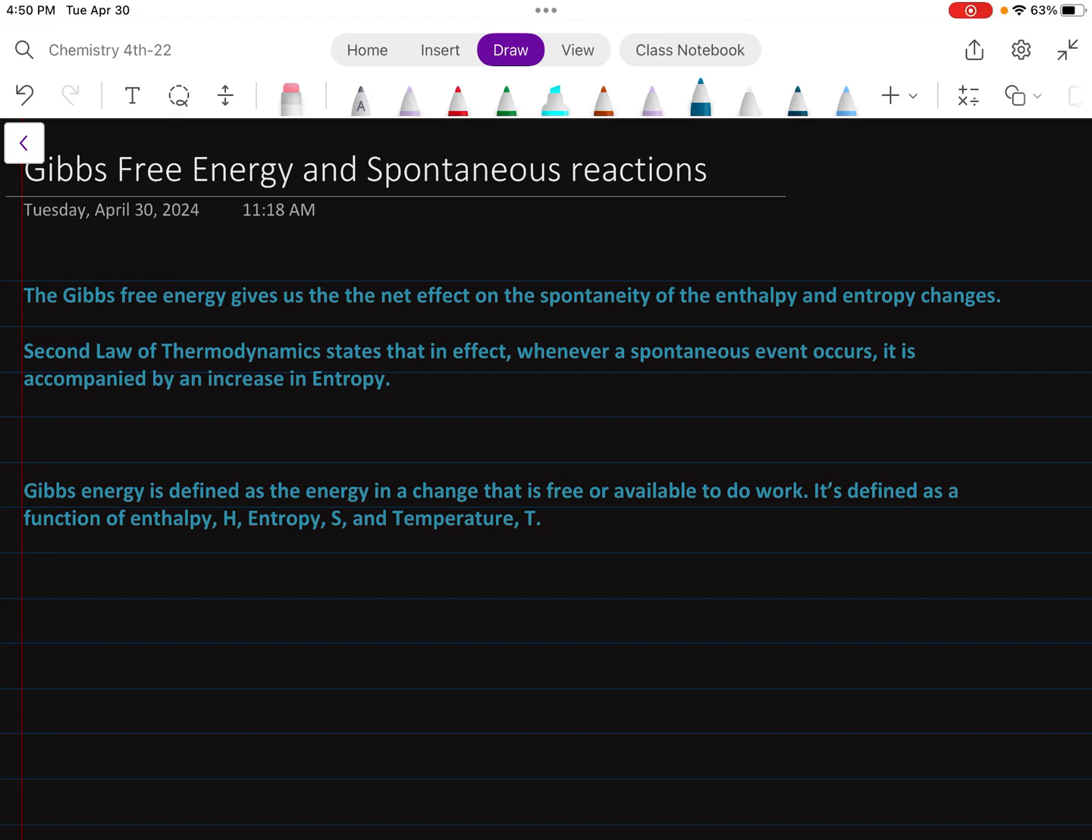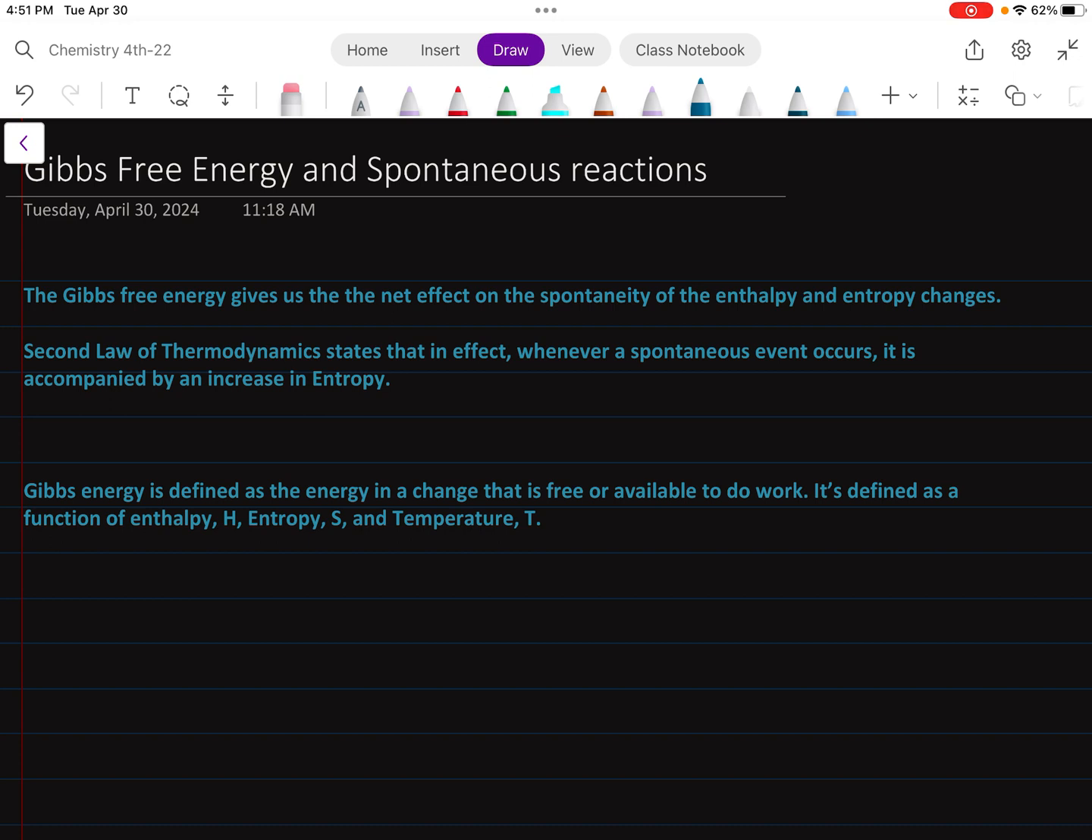Okay, so we're going to continue with our work in thermodynamics, and today we're going to discuss Gibbs free energy and spontaneous reactions. So we discussed spontaneous reactions as a function of entropy, right? We're going to take that a step further and talk about the Gibbs free energy, and basically what that gives us is the net effect of the spontaneity of the enthalpy and the entropy changes in a given reaction, right?